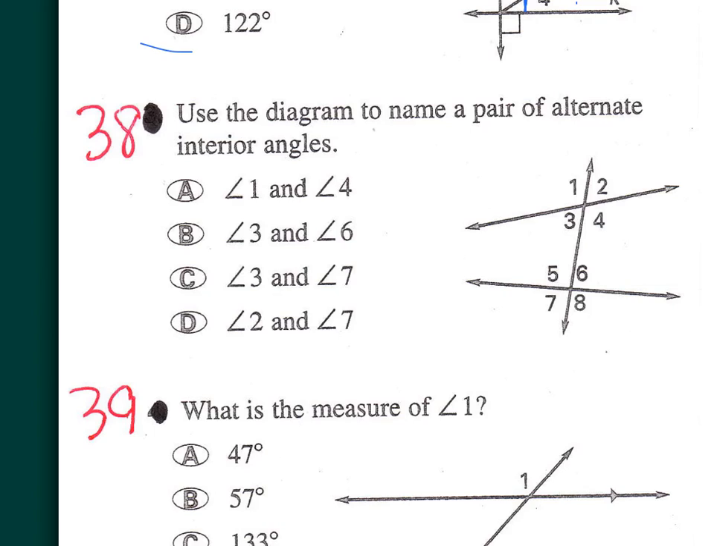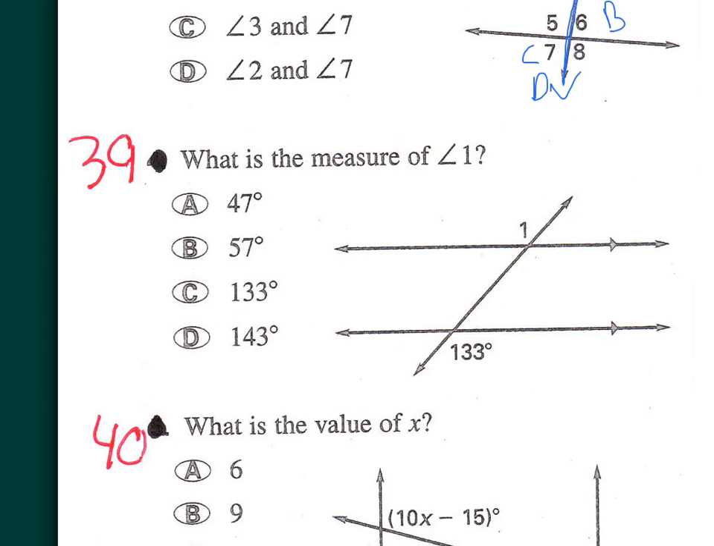Number 38, we got to use this diagram on the right here. Name a pair of alternate interior angles, meaning you have to have an angle on each side of that transversal, and interior. Your transversal is going to be this line right here cutting through the middle. Is it A, 1 and 4? I'll put the letter A for 1 and the letter A there for 4. Are those alternate interior? Is it B, 3 and 6? Is it C, 3 and 7? Or is it D, 2 and 7? So who is alternate interior?